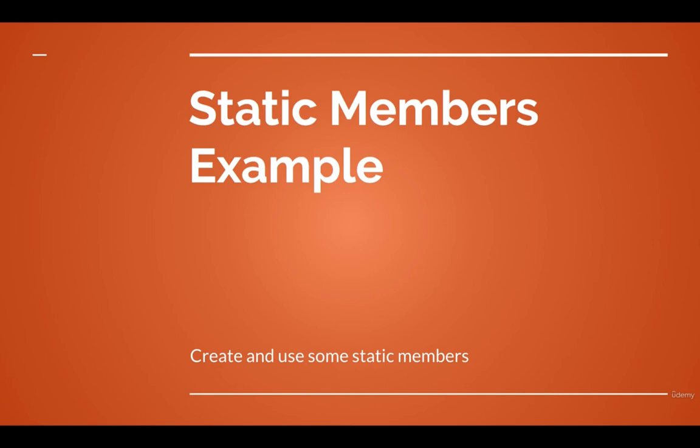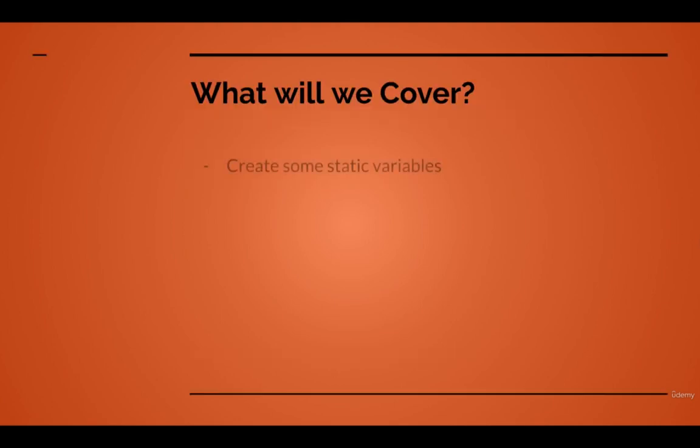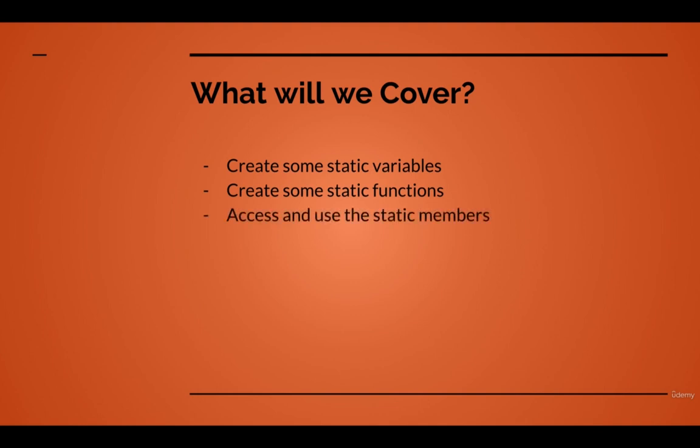This will actually be the final lesson, and here we're going to go over some examples of static members in action. So when I say members, I mean variables or functions that belong to a class. We're going to start by creating a static variable, then we'll create a static function, and finally we'll learn how to access and use these static members effectively, and of course compare them to what we've been doing so far. So let's head on over to the code now.